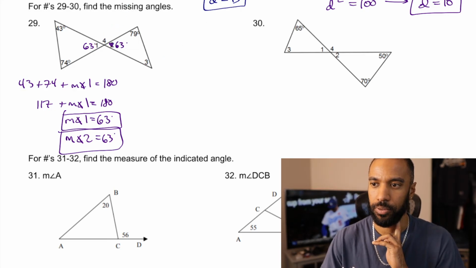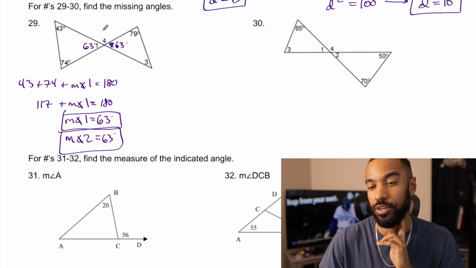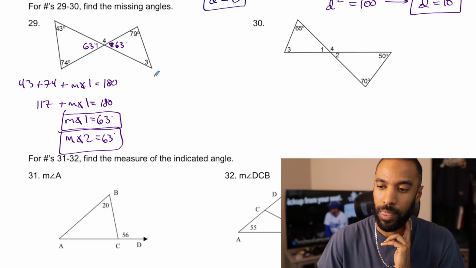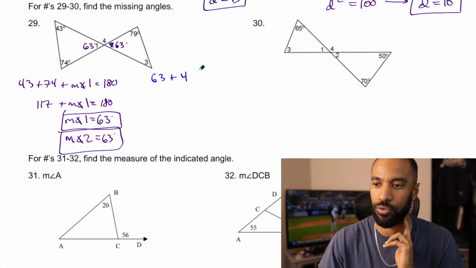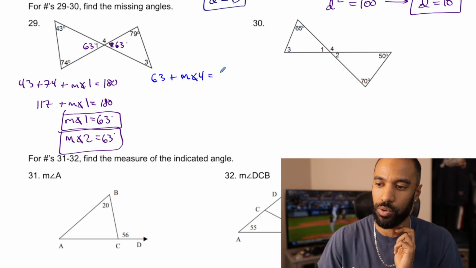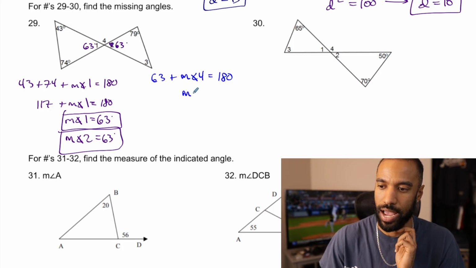So 63 plus, well, you can find 4 for a different reason. We could talk about remote exterior angles as well. Let me show you this. Either 63 plus the measure of angle 4 equals 180. Subtract 63, measure of angle 4 equals 117.